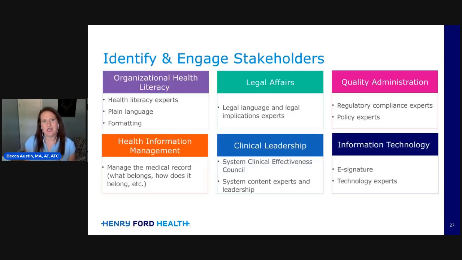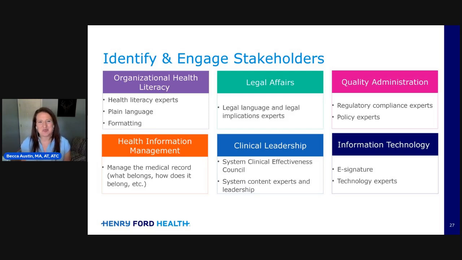So, identify and engage stakeholders. Again, as I mentioned, this is not actually an all-inclusive list, and this is something that you'll start to find as you do your process review and start talking to all of the people that you need to be talking to. Some of these names may be different depending on your organization, but the concepts are largely the same.